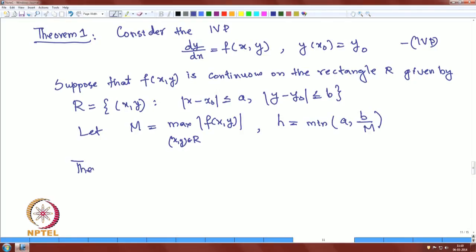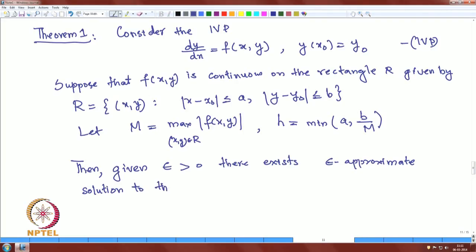Then the conclusion of the theorem is: given epsilon greater than 0, there exists an epsilon approximate solution to the initial value problem on the interval |x - x0| less than or equal to h.